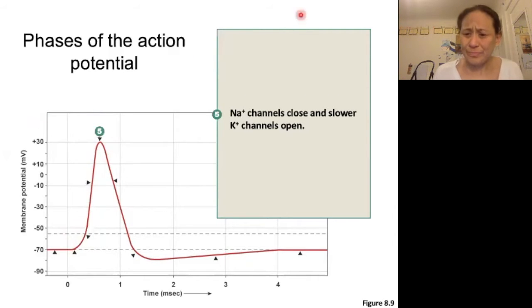So there are two main events that cause the membrane potential to reverse direction once we get to this peak right here of about plus 30 millivolts, okay? The two events are indicated right here. One, sodium channels close, and two, potassium channels open.